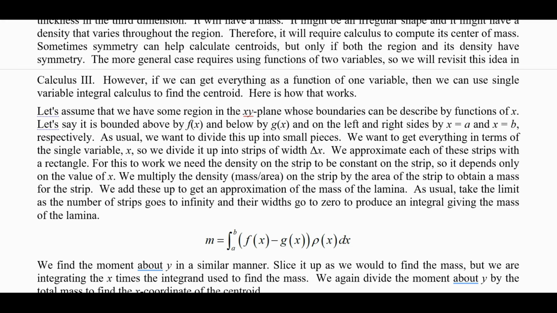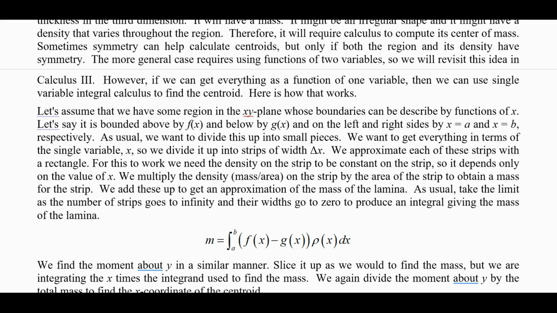And as usual, what we want to do is divide it up into small pieces. We want to get everything in terms of the single variable x, so we divide it up into vertical strips of width delta x. We approximate each of these strips with a rectangle. So for this to work, we need the density of the strip to be constant on the strip, so it depends only on the value of x. If that's not true, then see the Calculus 3 technique. We multiply the density, mass per area, on the strip by the area of the strip to obtain a mass for the strip. Of course, the area of the strip is just basically length times width, because it's a rectangle.